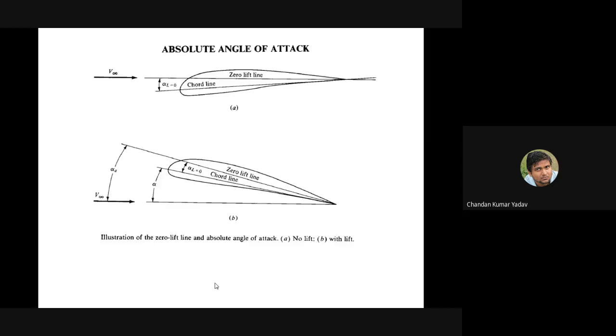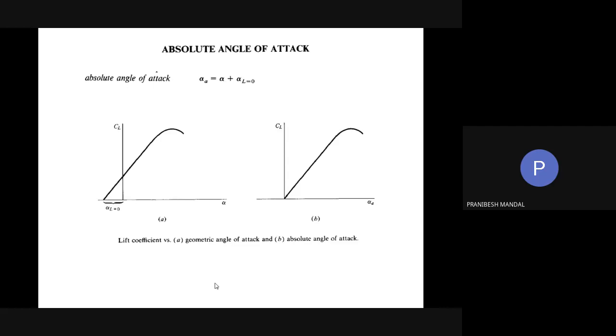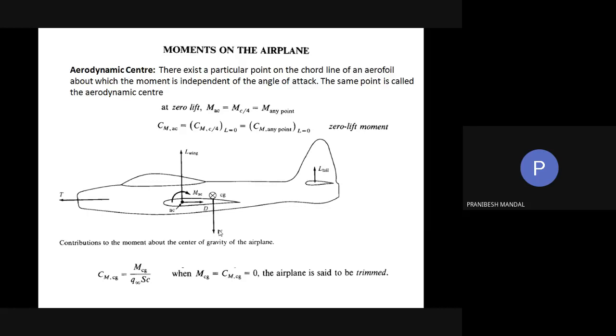This particular system is clear to you guys. Now let us see what can be the variation of this CMCG with respect to the absolute angle of attack. As you have already seen, these CM lines are generally straight lines. Yes, sir. And for CMAC, the straight line is parallel to the x-axis, so it is constant. But for the other CMs, like the CMCG, that will be a straight line, but obviously not constant. That will be varying.